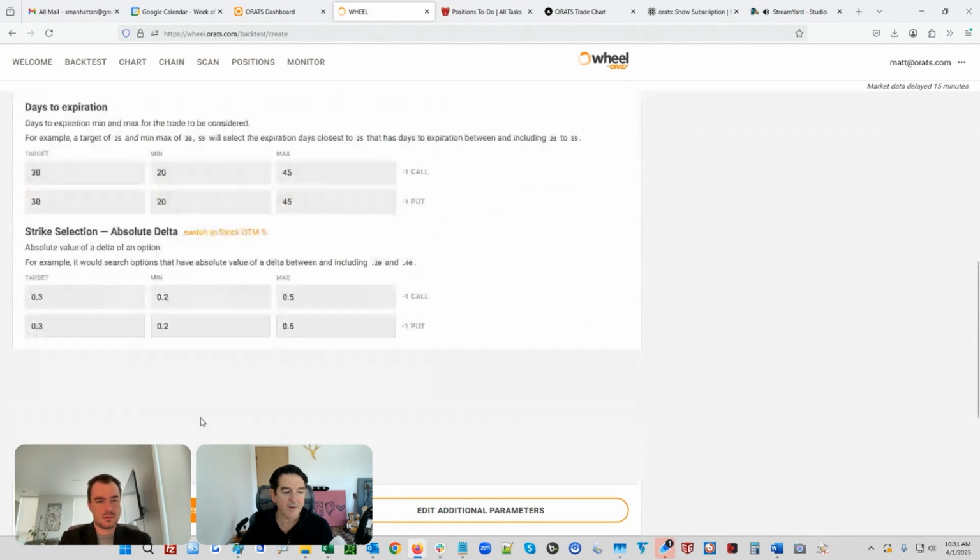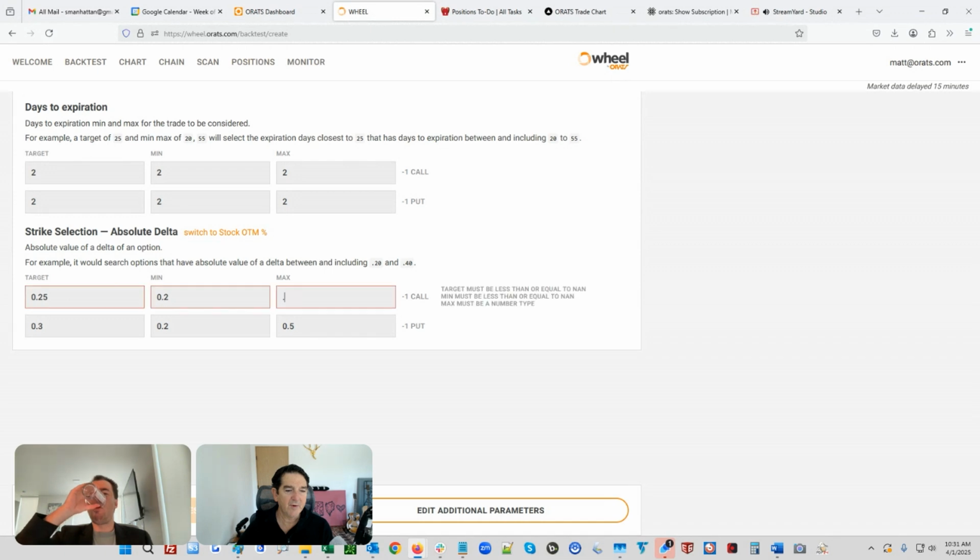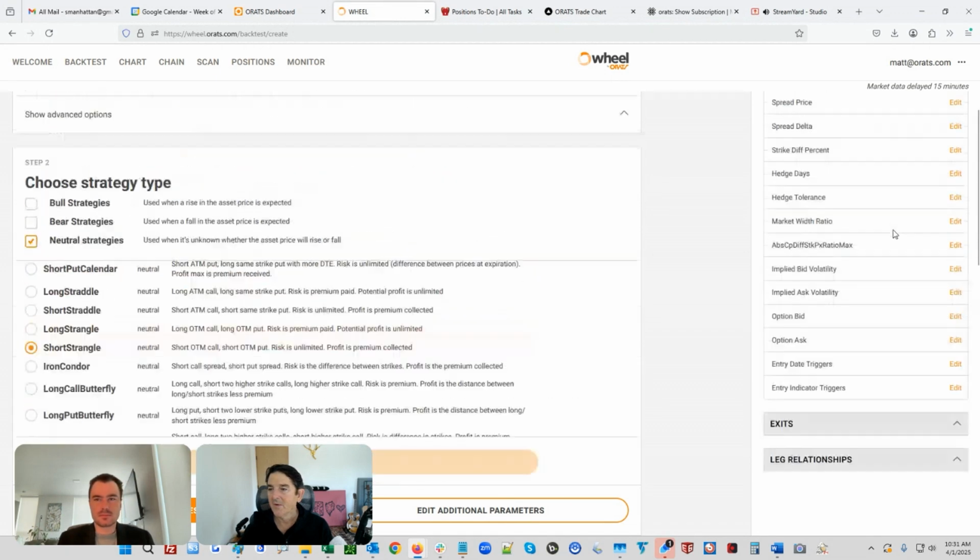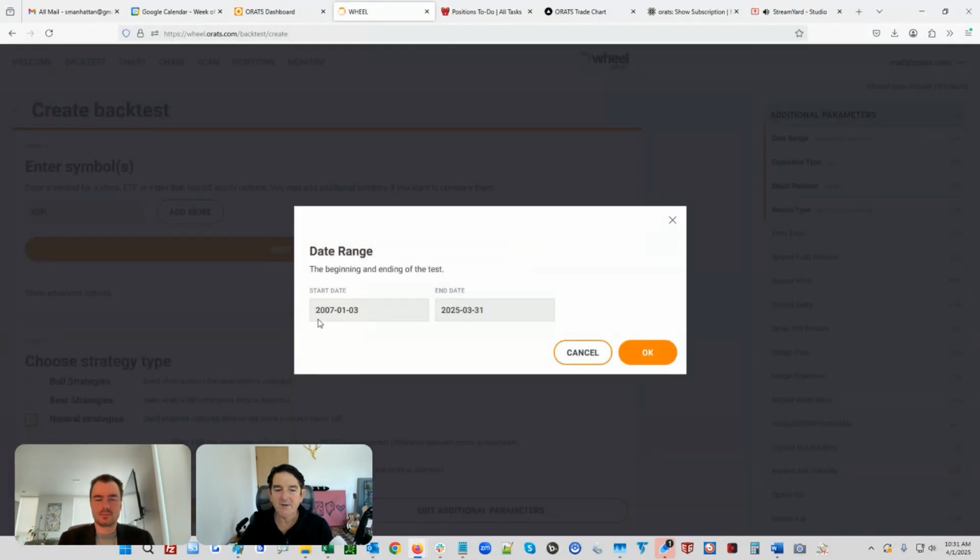Short strangle, and then you would sell it like, in our case, it's 2 days to expiration. And then maybe we do it at 25 deltas or whatever. And then we'd only do it since they started trading. So just 2020, 2022, since they started trading, I guess it was, we'll just do.